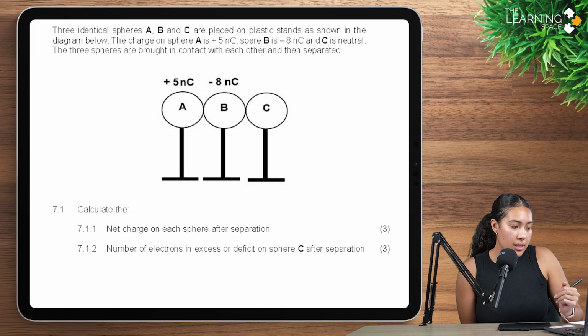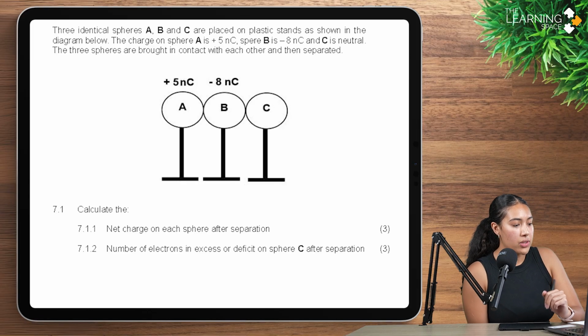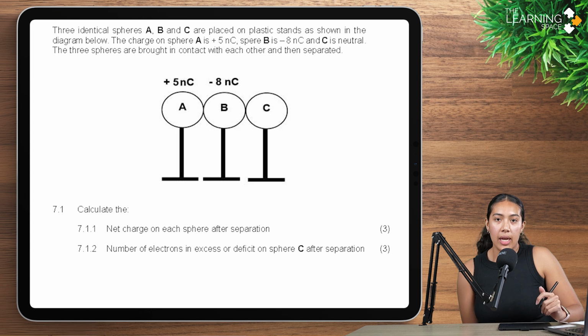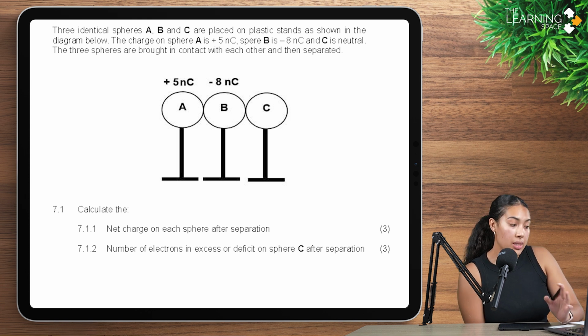Here we have three identical spheres, A, B, and C, and they're all placed on plastic stands as shown in the diagram. The charge on sphere A is 5 nanocoulombs, sphere B is negative 8 nanocoulombs, and C is neutral. In terms of what that means for our charge, that would just be 0. The three spheres are brought in contact with each other and then separated.